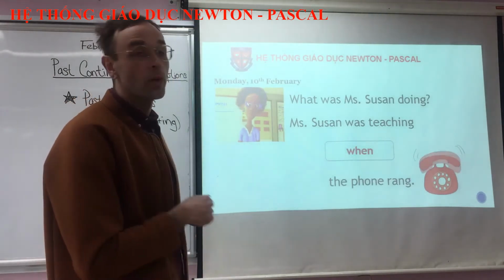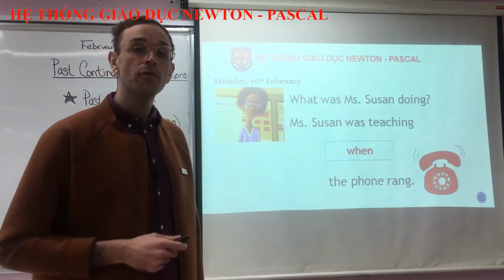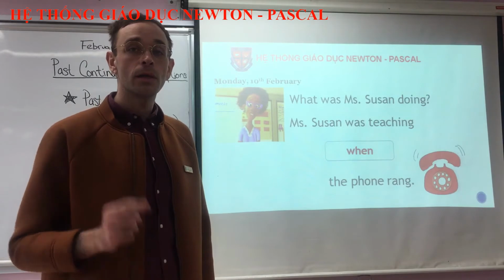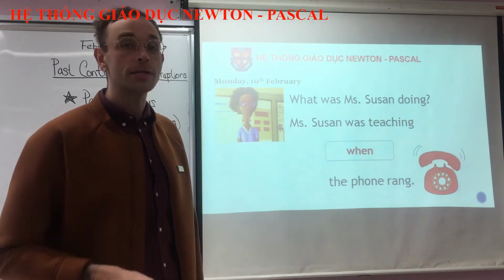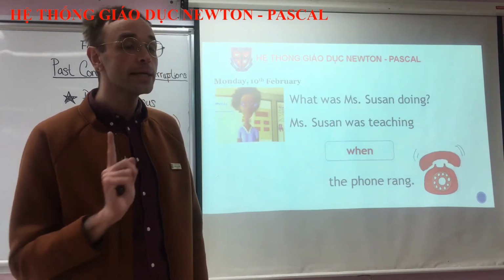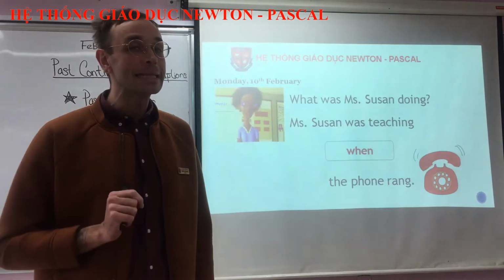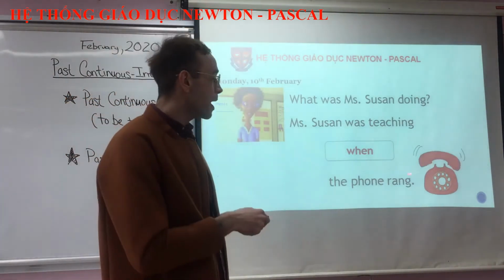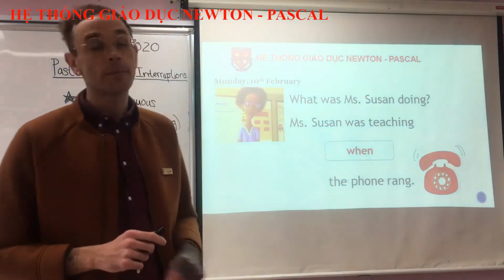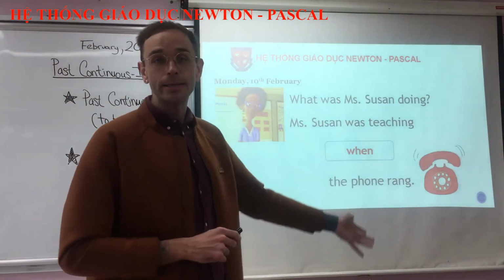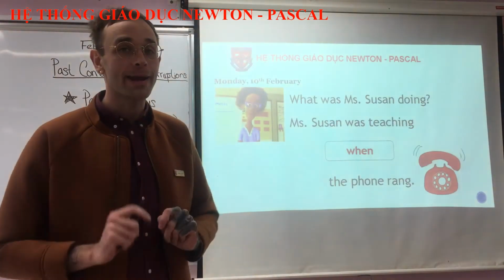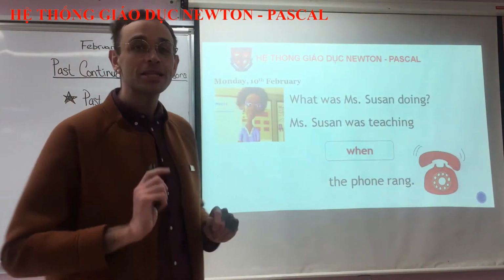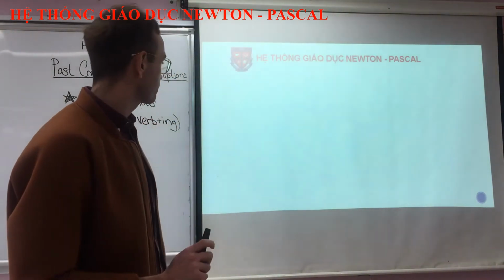Okay? Rang is the past simple form of the verb ring. That's right. And ring is not regular, so we cannot add ed. Ring is irregular, so we must memorize that the past simple form of the verb ring is, that's right, rang. Okay, good job. Let's try another example.